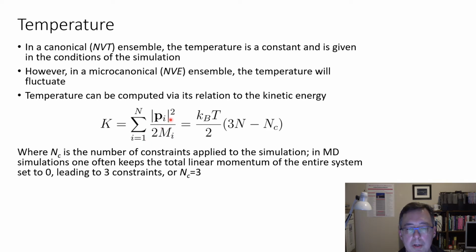So that would be a way to do it, and it turns out this can be written this way: kBT over 2 times quantity 3N minus Nc, where Nc is the number of constraints applied to the simulation. And in an MD simulation, you normally keep the total linear momentum of the entire system set to 0, meaning your simulation box isn't going anywhere, okay? And that will typically lead to 3 constraints, and so Nc would then be 3. Okay, so that gives you a formula to compute temperature.